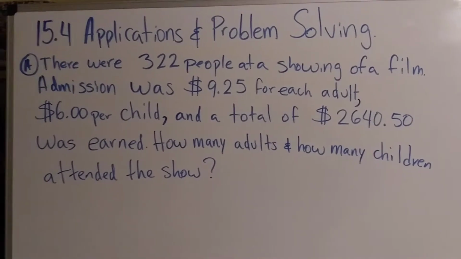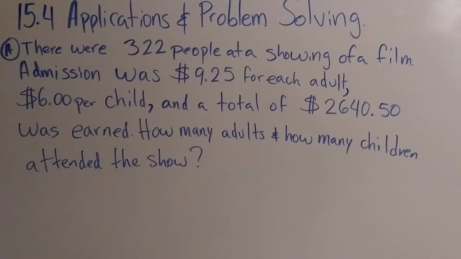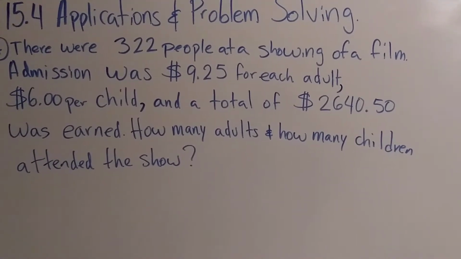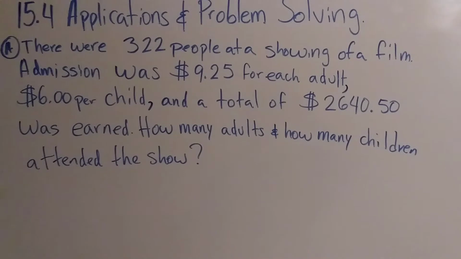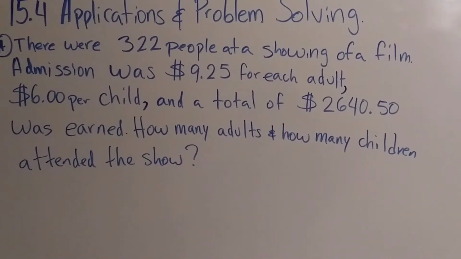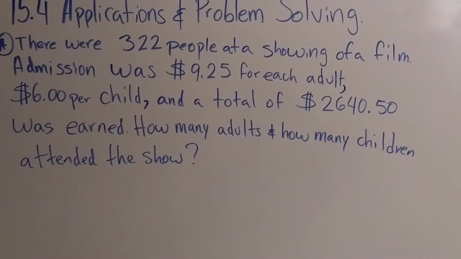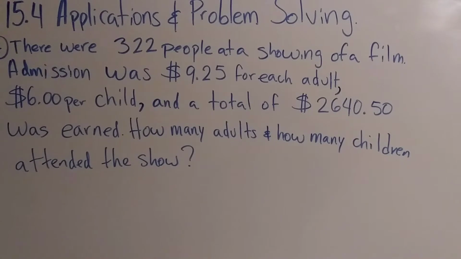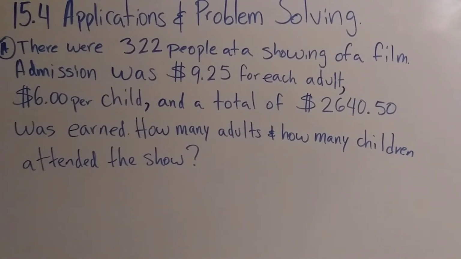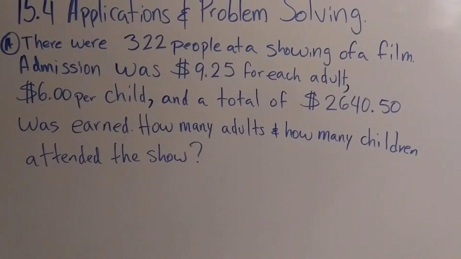So here we have the following problem that's presented to us. It says there were 322 people at a showing of a film. Admission was $9.25 per adult and $6 per child. The total sales was $2,640.50. How many adults and how many children attended the show?